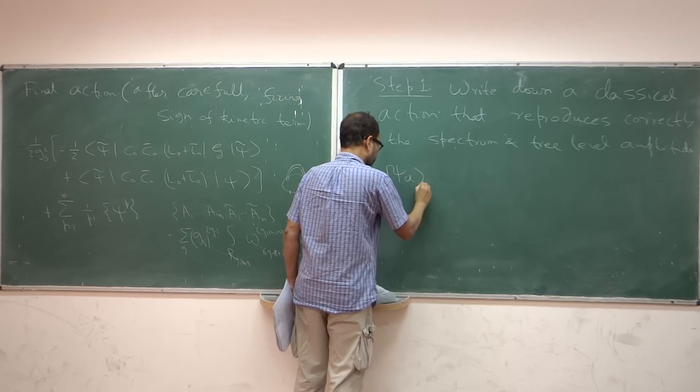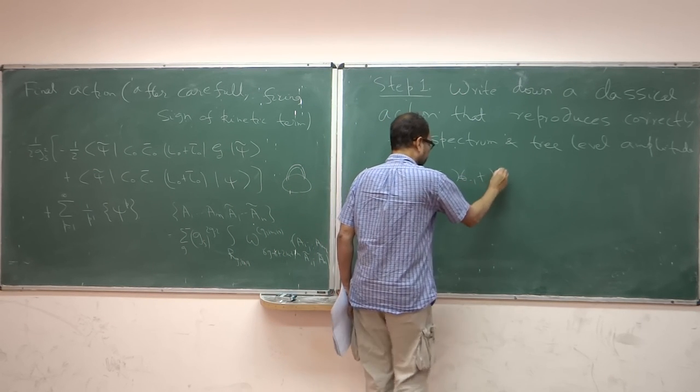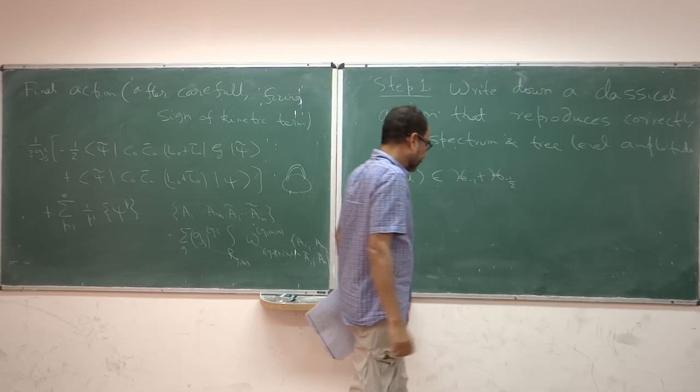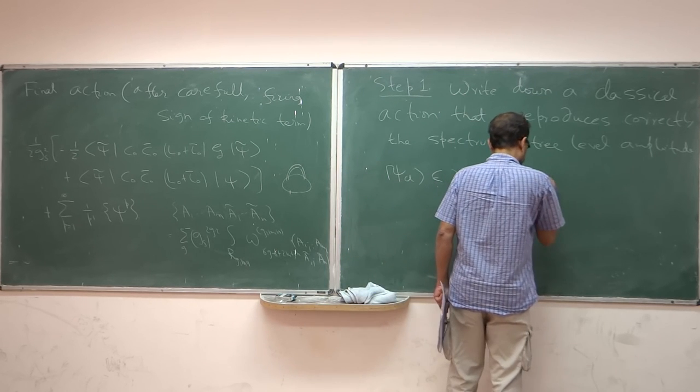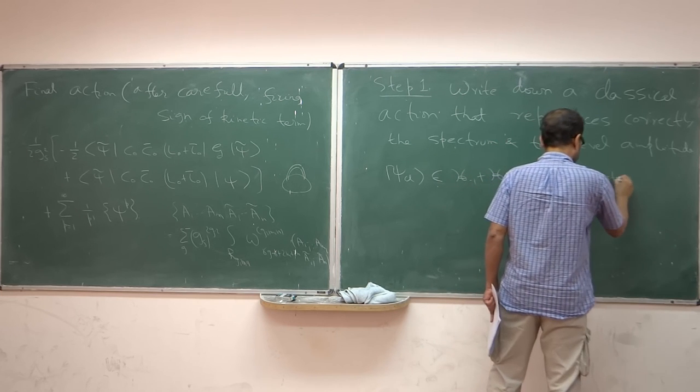String field which belongs to h minus 1 plus h minus half as before. But which also carries ghost number 1, ghost number 2.